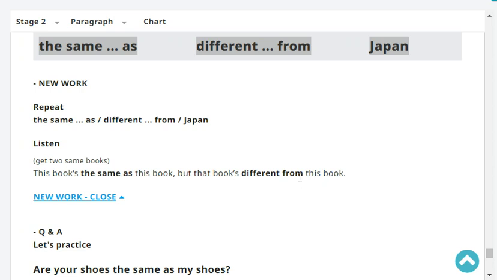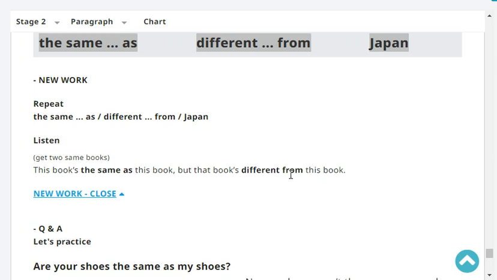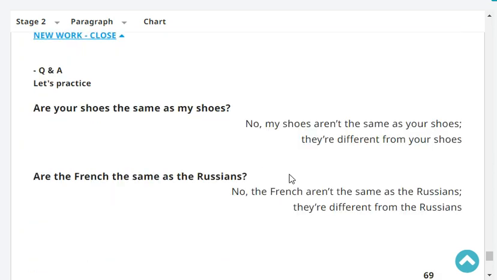Are your shoes the same as my shoes? No, my shoes aren't the same as your shoes. They are different from your shoes.